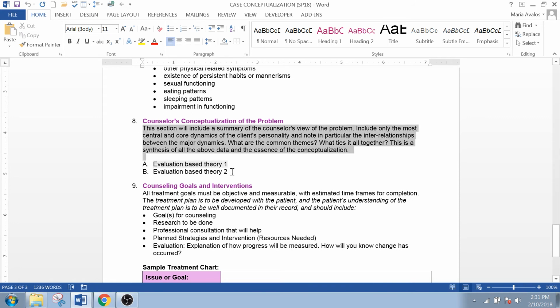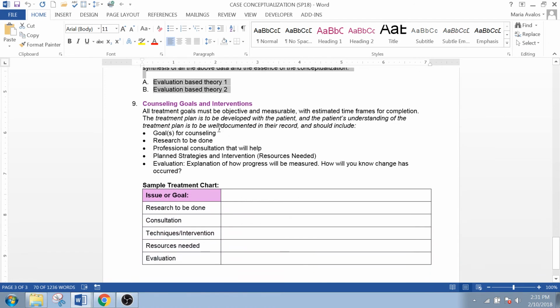After you've explained this, the nature of the problem and why it's happened, then you can say, let's develop some goals and interventions. Now remember, goals for counseling should be discussed with your client. You can't decide for the client what it is that they want to cover. Remember, autonomy, that's one of our guiding principles. You give them the freedom to talk about what needs to be done.